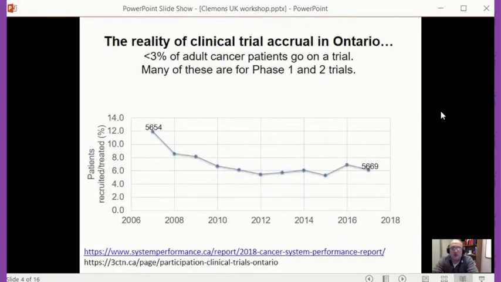So we're calling today from Ontario, Canada's largest population by province, and we can see from this graph that despite the fact that the incidence of cancer has risen over recent years, the proportion of patients being enrolled in clinical trials is now less than 3% of adults, and many of these are for phase 1 and phase 2 trials where the benefits for the individual patient are often marginal at best.